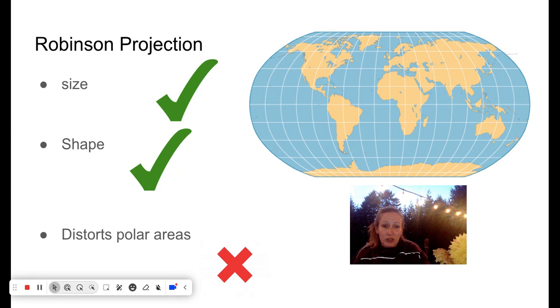Here's the Robinson projection. You see this one a lot. Lots of atlases will have the Robinson projection. The size is correct. The shape is correct, or not 100% correct when I say correct, right? But it's fairly accurate. But the polar areas are once again distorted. So that's where that's compensated.